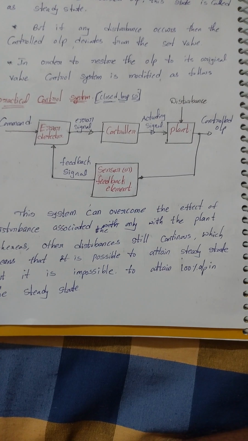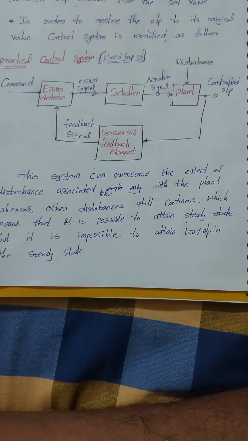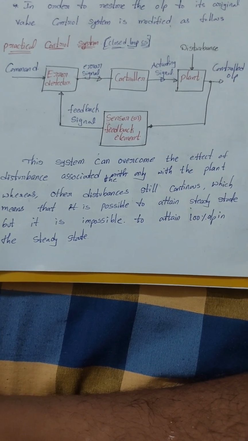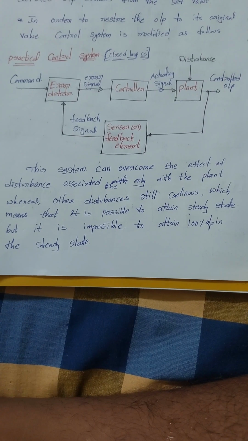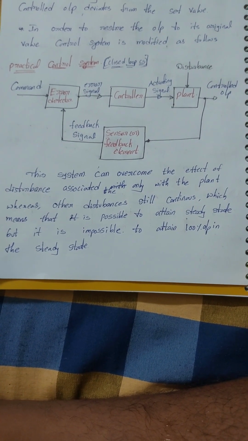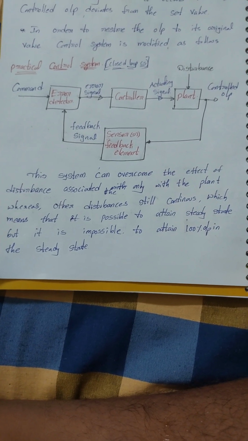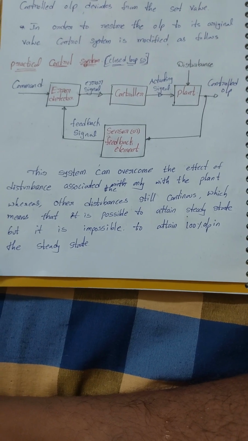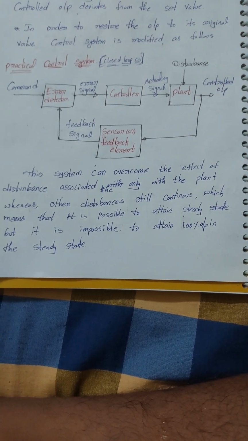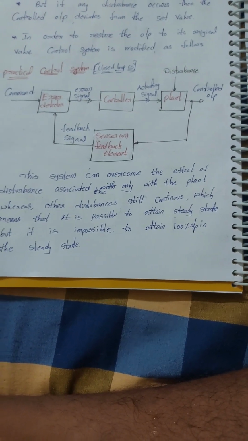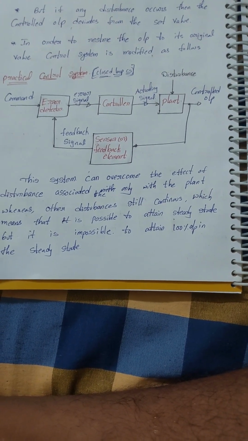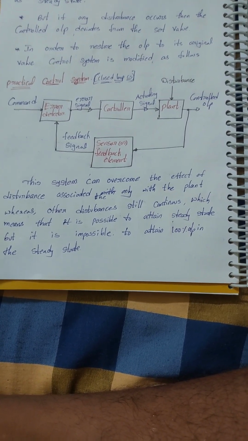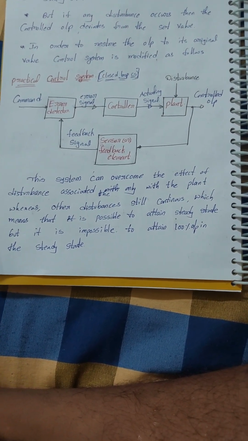Coming to the practical control system, this is different from the ideal control system. In this practical control system we see some differences: there is a sensor. In the block diagram there is first an error detector, controller, and plant. A disturbance occurs at the plant only. Then the sensor or feedback element: feedback is connected to the error detector. There is a command for the error detector, and an error signal connected to the controller, giving the actuating signal. The plant gives the control output, and the output is connected to the error detector through feedback.